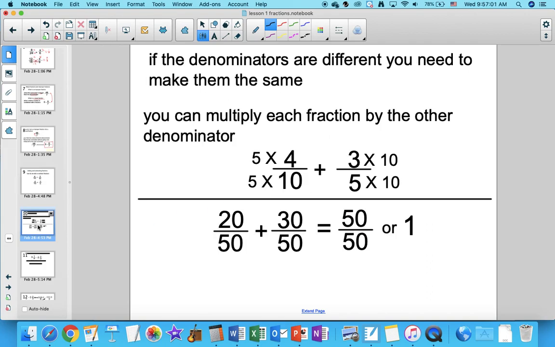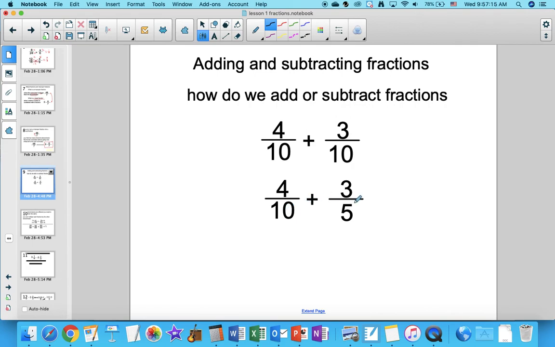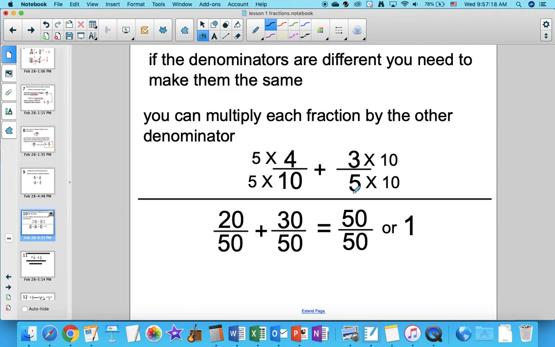So let's begin. If the denominators are different, you need to make them the same. You can multiply each fraction by the other denominator. So in this case, we have 4 over 10 plus 3 over 5. I want to turn both denominators into the same denominator. I can take the 5 here, and multiply this fraction by it. So I multiply this by 5 and this by 5. And then I take this denominator, and I multiply the other fraction by it. I multiply this by 10 and this by 10.